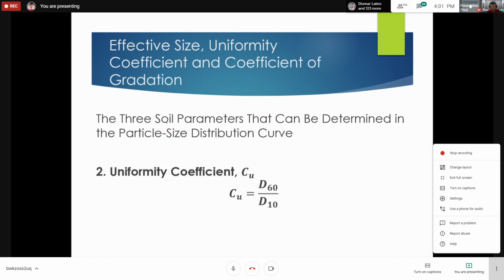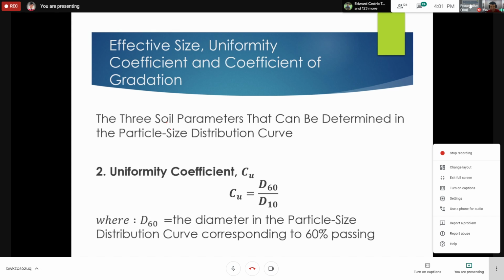So next is the uniformity coefficient, or C sub U. C sub U is equal to D sub 60 all over D sub 10. So D sub 60 is the diameter in the particle size distribution curve corresponding to 60%.